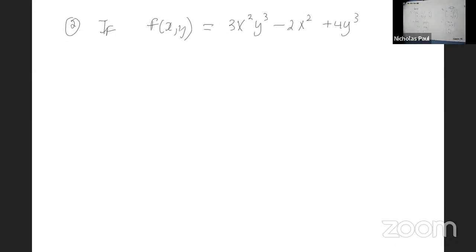Go ahead. Find both of them. Find the partial derivative with respect to x, and the partial derivative with respect to y. Quick, when you finish, I will give you a slightly trickier one.